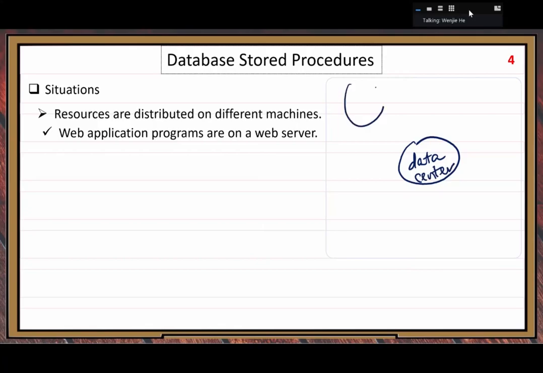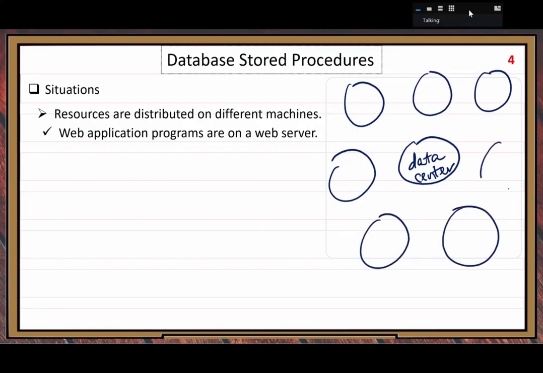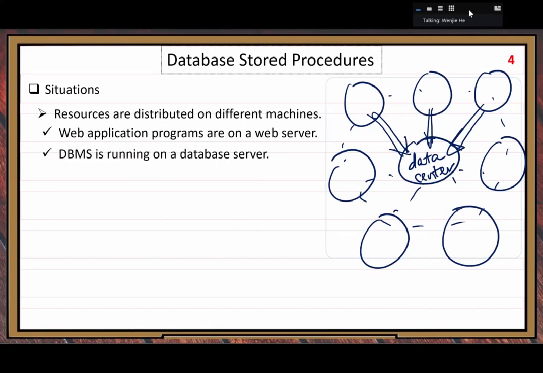Then for the application features of your big application, because you need to do a lot of special data services, you need many web servers. All these circles, each circle represents one web server, or web servers in one particular location. But you all need to access the same data center. The DBMS is running on a data server, in the data center.